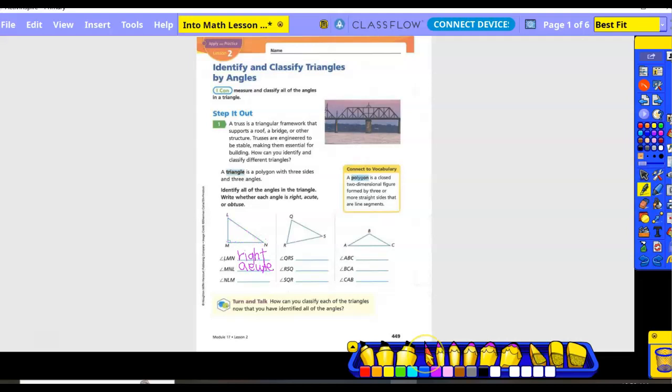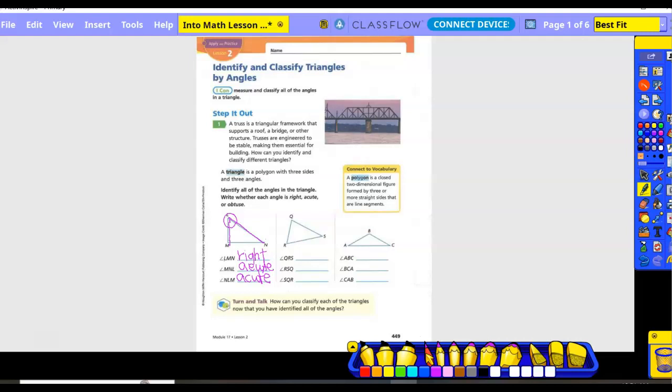Okay. And then what type of angle is NLM? So right here. Acute. Now, you do not always have to draw that out in a circle like I did, but does it help you identify what you're looking at? Yes. Okay.